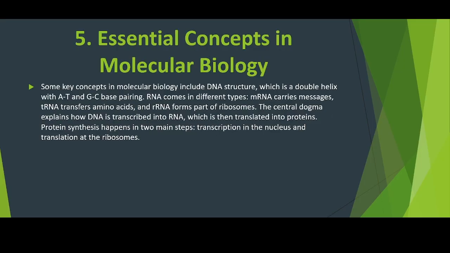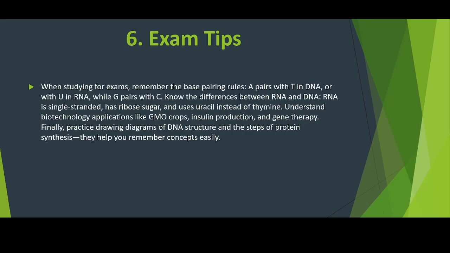Some key concepts in molecular biology include the DNA structure, which is a double helix with A and T and G and C base pairing. RNA comes in various types. The mRNA carries the messages, the tRNA transfers the amino acids, and the rRNA forms part of the ribosomes. Gene expression explains how DNA is transcribed into RNA, which is then translated into proteins. Protein synthesis happens in two main steps: transcription in the nucleus and translation at the ribosomes.